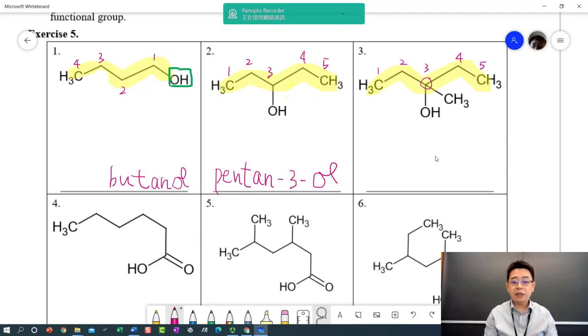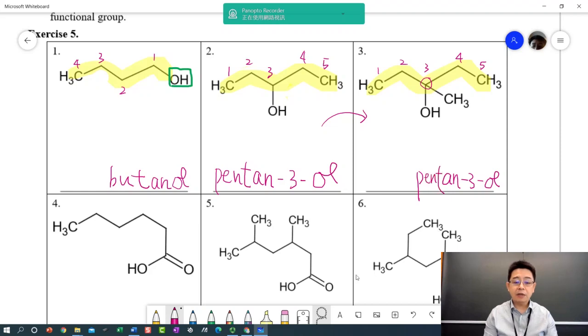So the name will be developed from question 2. It's OL. How many? Only 1. Where is it? At 3. And then any unsaturation? No unsaturation. AN. Parent chain, pent.